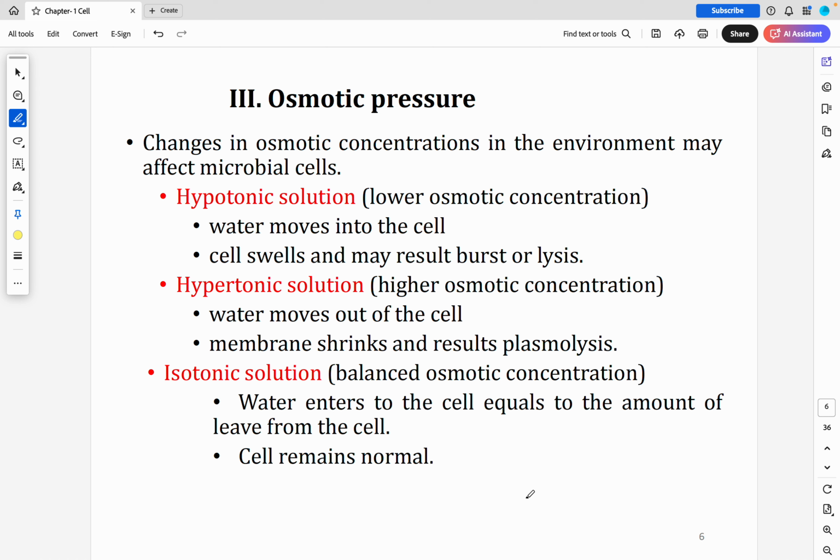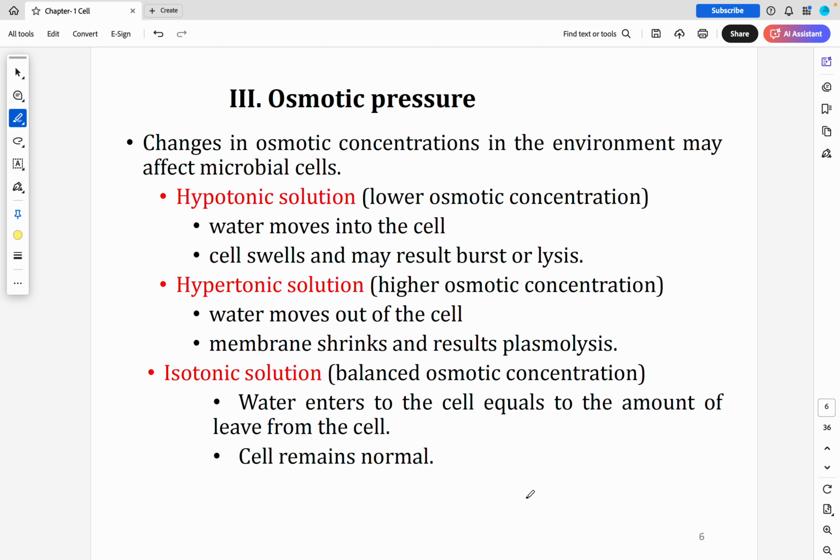Okay. Then we have isotonic solution, meaning the environment or the solution has the same osmotic concentration as the intracellular fluid, or similar to the intracellular fluid, meaning there is no net change in water concentration or water volume. There's no net change in the flow rate or movement rate of water molecules inside and outside the cell, or going outside and going inside. So whatever enters the cell is the same as the number of molecules that exit it. So cells in isotonic solution remain normal.